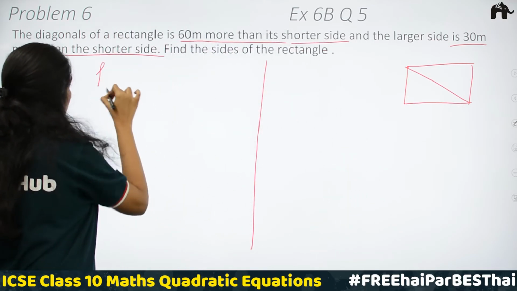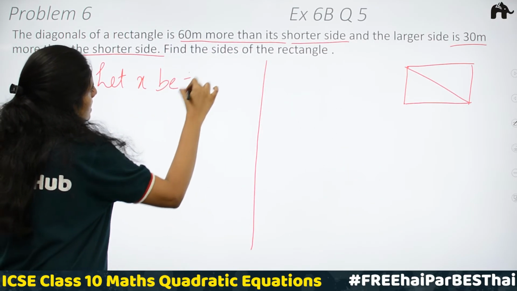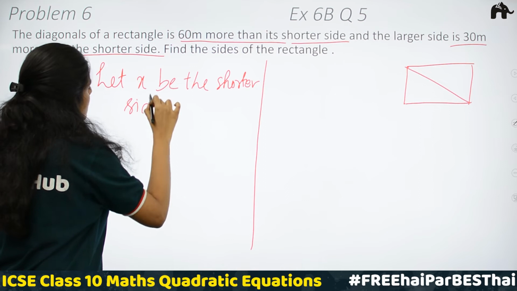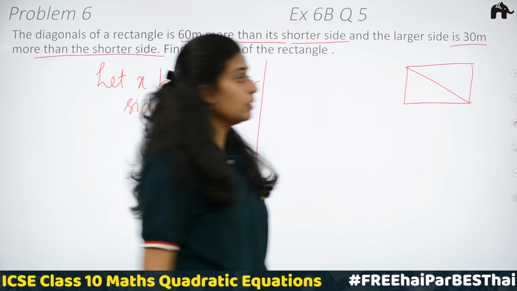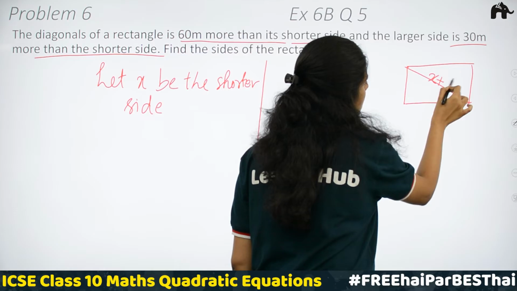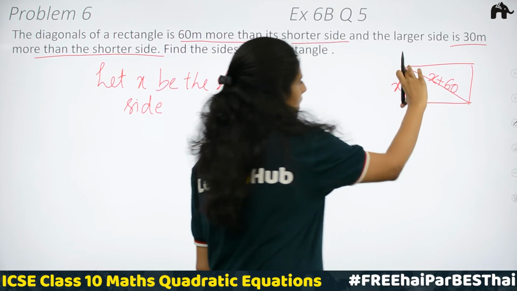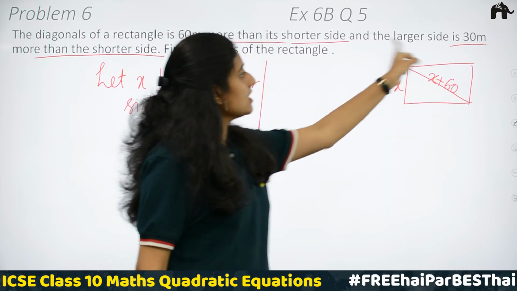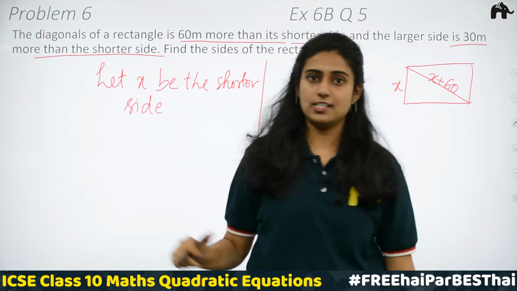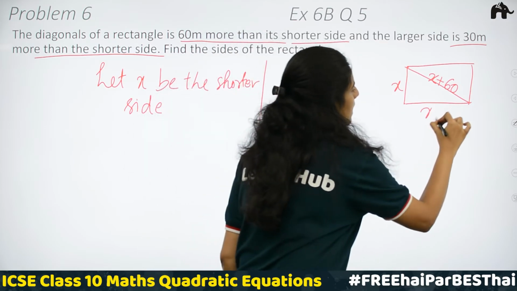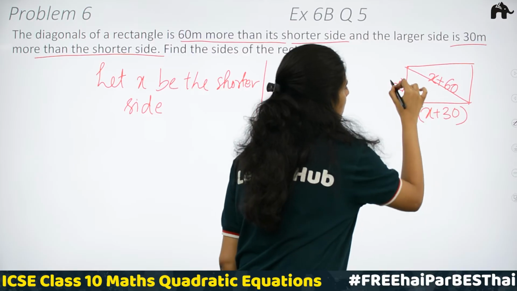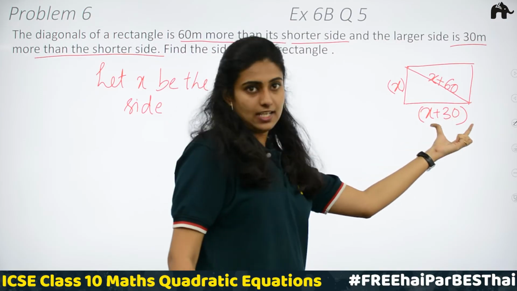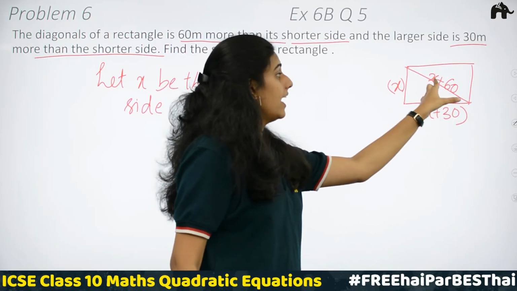Let x be the shorter side. If x is the shorter side, then the diagonal will be x plus 60. And the larger side is 30 meter more than the shorter side. 30 meter more, x plus 30. Okay. We got one side as x, the other side as x plus 30. And the diagonal of the rectangle is x plus 60.